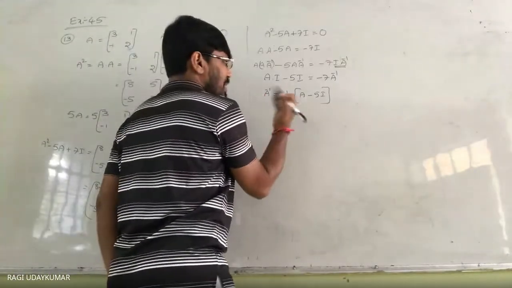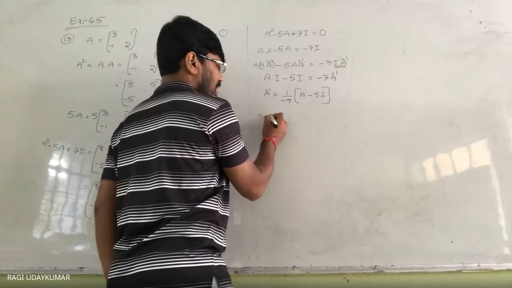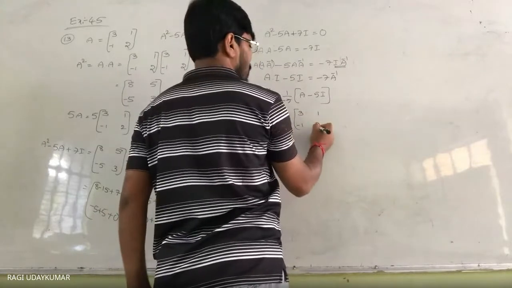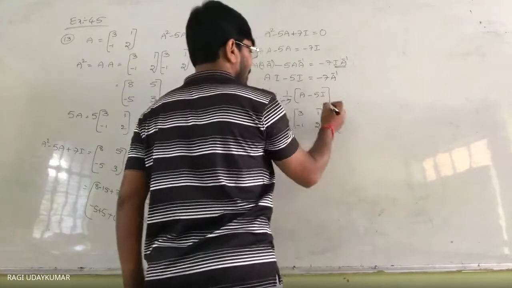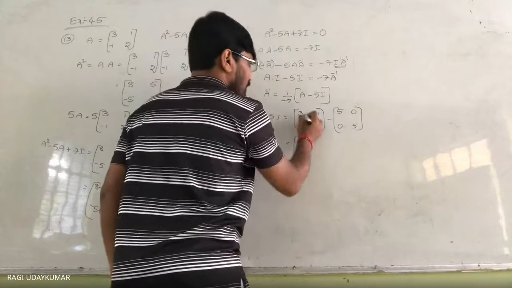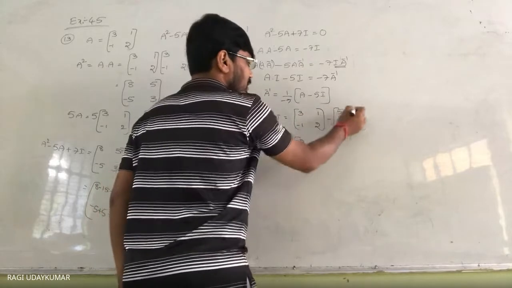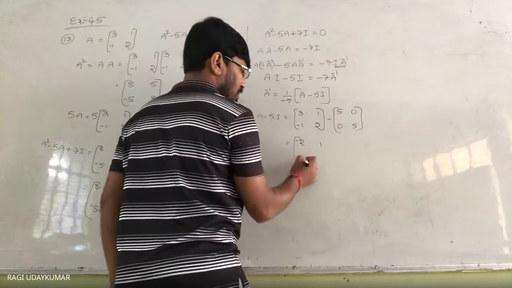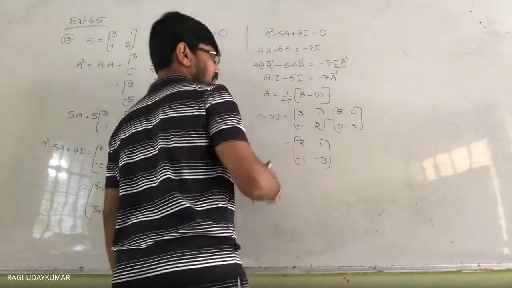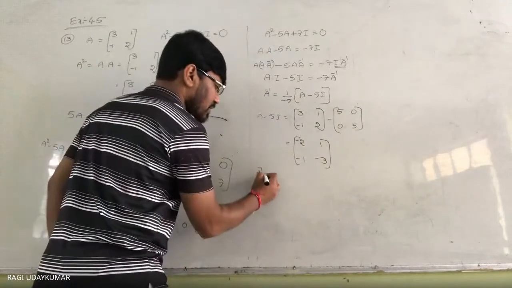So what is A minus 5I? Let us see here. A minus 5I is equal to A, which is 3, 1, minus 1, 2, minus 5I, which is 5, 0, 0, 5. Subtracting these two, we get minus 2. These two, we get 1. These two, we get 1. And 2 minus 5 is minus 3. Now A inverse is equal to 1 by minus 7 into minus 2, 1, minus 1, minus 2. See, you can find it this way.